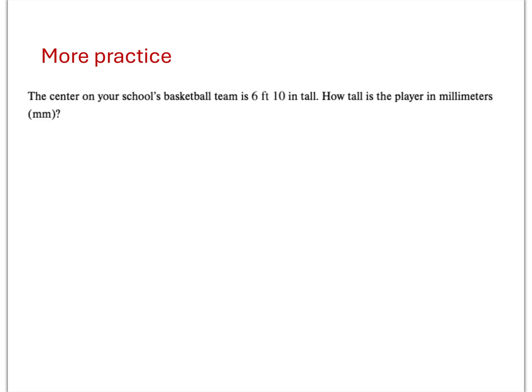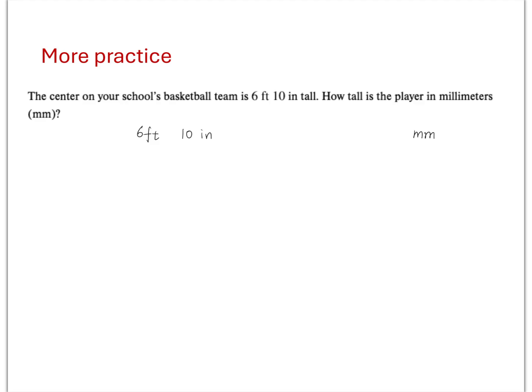The last question we are going to work on is a word problem where we do the conversion. It's not hard, we just translate the word problem into math. The center on your school's basketball team is 6 feet, 10 inches tall. How tall is the player in millimeters? So the given is 6 feet and 10 inches, and what we want is millimeter. We don't know the direct conversion between feet, inches, and millimeter.